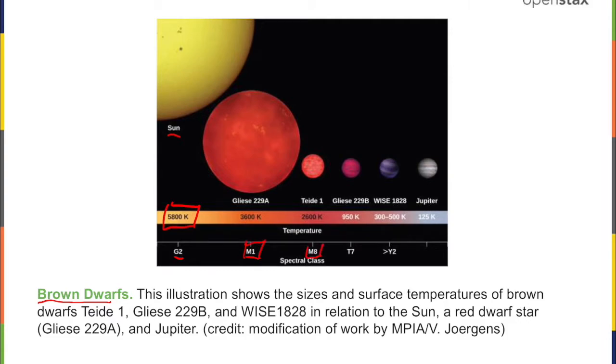For that matter, so is M8. But then we get down to T. Well, what is T? T has a much cooler temperature of only 950 Kelvin. Still incredibly hot, okay? But that's surface temperature. The cores are always much hotter in any of these objects. But it's that surface temperature that is telltale of an object that never became a star, and it's left as a brown dwarf. It's essentially an object that failed to become a star, right?